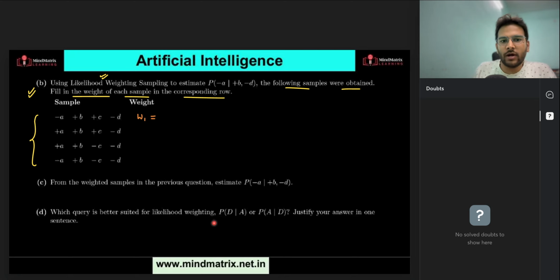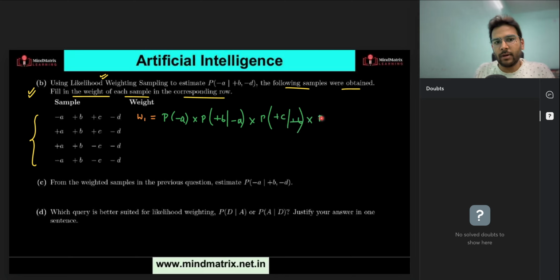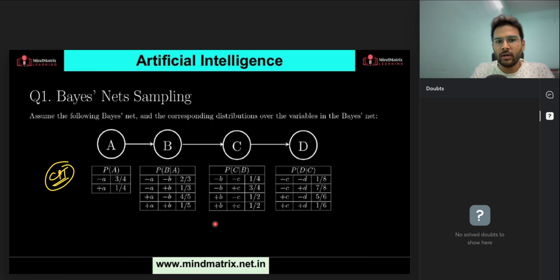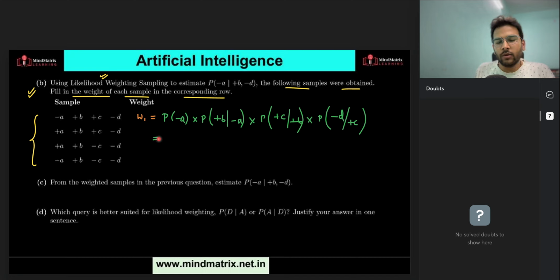So what we have to do, how we can find, can I say, you can write like this: probability of, based on the graph, probability of minus A multiply probability of plus B given minus A, into probability of plus C given plus B into probability of minus D given plus C. Yes or no? Correct, right? Okay. So now you know this value will be 1 because it is not depending upon the evidence. These are the evidence. Plus B and minus D. So plus B and minus D is not present over here.